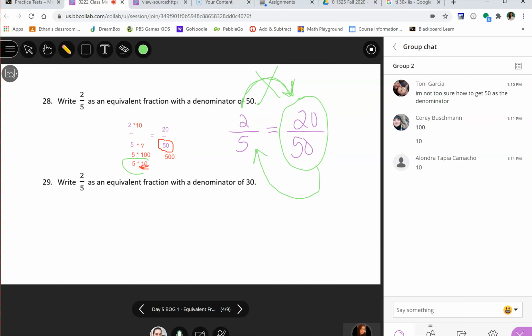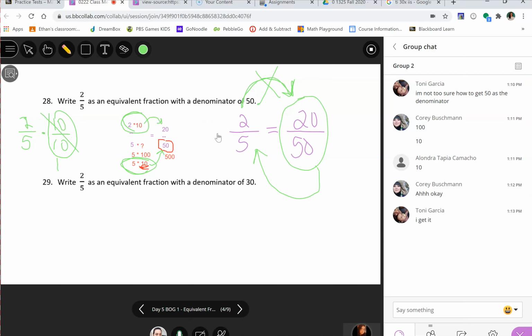So you just think, what number would I multiply the denominator by to get my denominator? And then you do the same thing to the numerator. And the reason why you do that is technically what you did when you did 2/5 times 10 over 10. 10 over 10 is just 1. You just multiplied it by 1. And when you multiply something by 1, it doesn't change the value. But multiplying by something equivalent to 1 changes the way it looks.